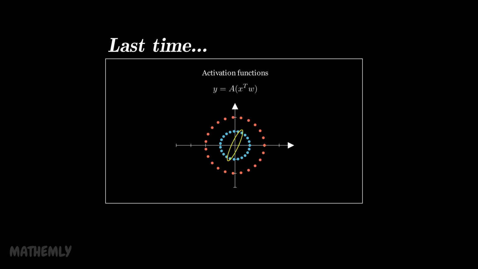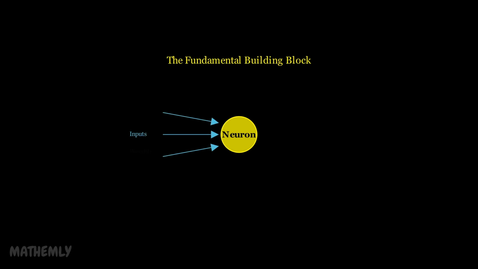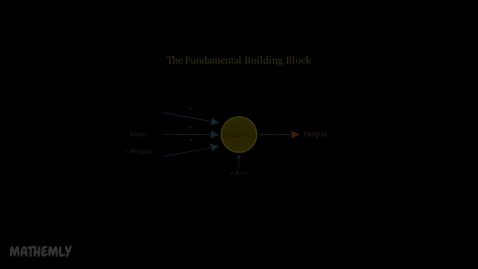In the last video, we explored the activation functions and saw how nonlinearity gives networks their flexibility. Today, we are zooming in on the fundamental building block of every network, the neuron itself. We will see how a neuron combines inputs, applies weights and a bias, and produces an output that drives the entire learning process. So, let's dive in.